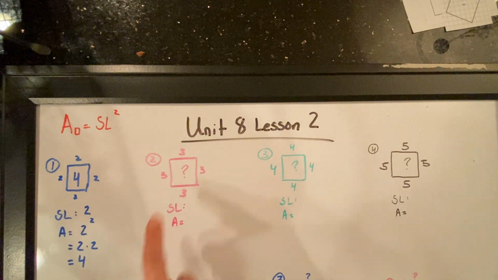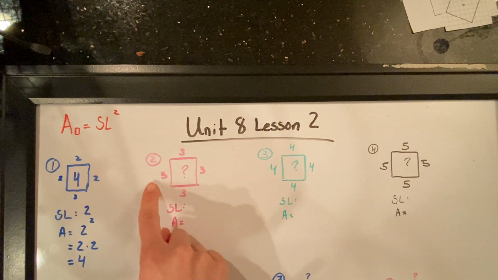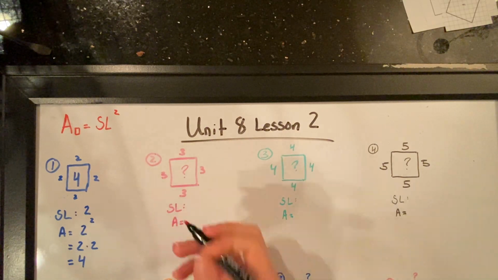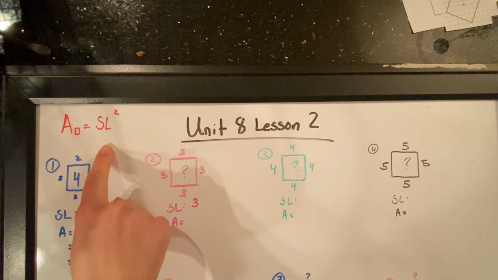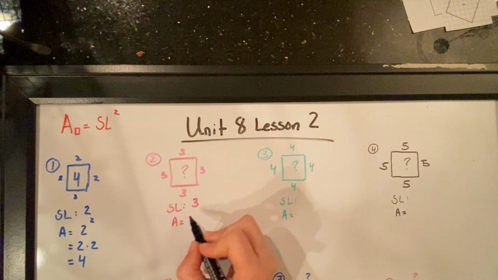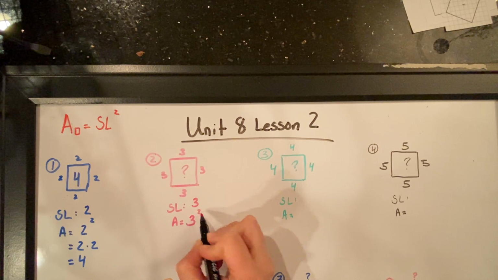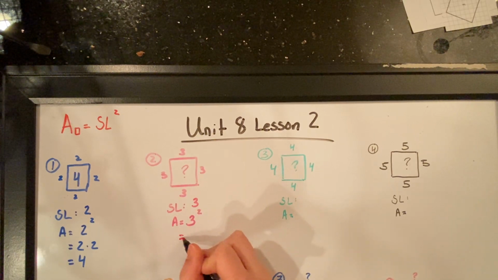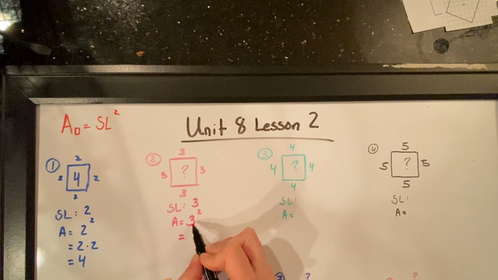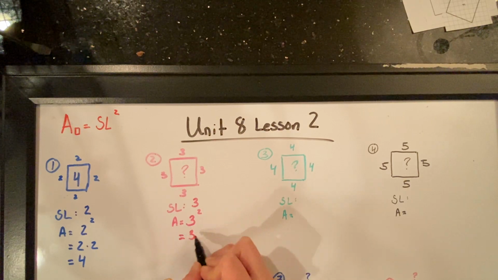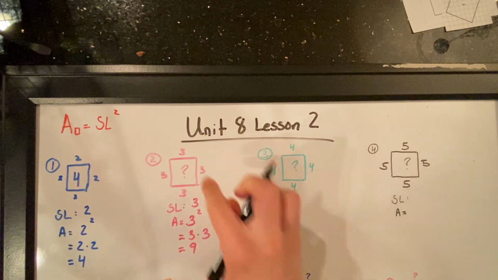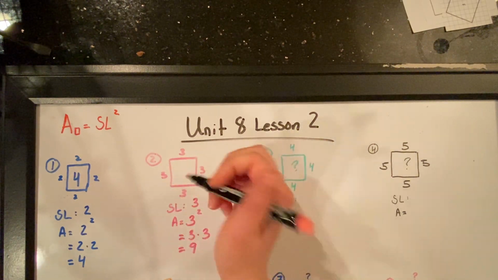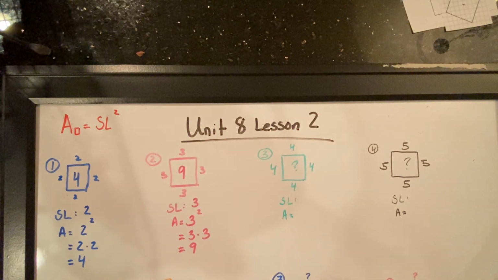So now we're going to do the next one. We have a square here. Each side length is 3. So when it says side length here, we're going to write 3. And now we're going to find its area. So the area is side length squared. So this would be 3 squared. So this is 3 being multiplied 2 times. This would be 3 times 3. And that equals 9. So the area of this square is 9. Okay, let's do the next one.